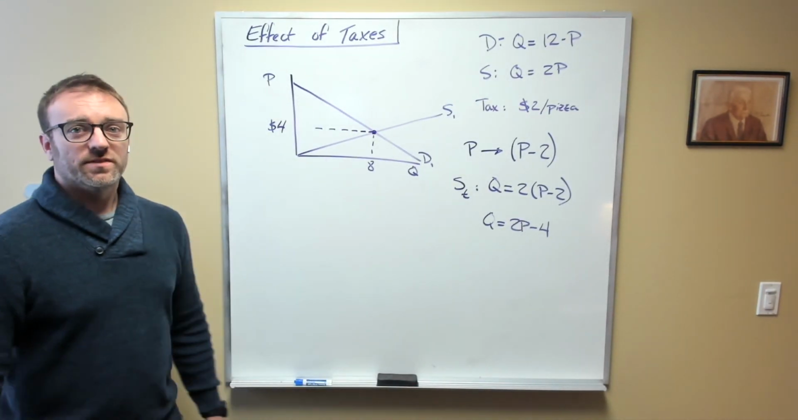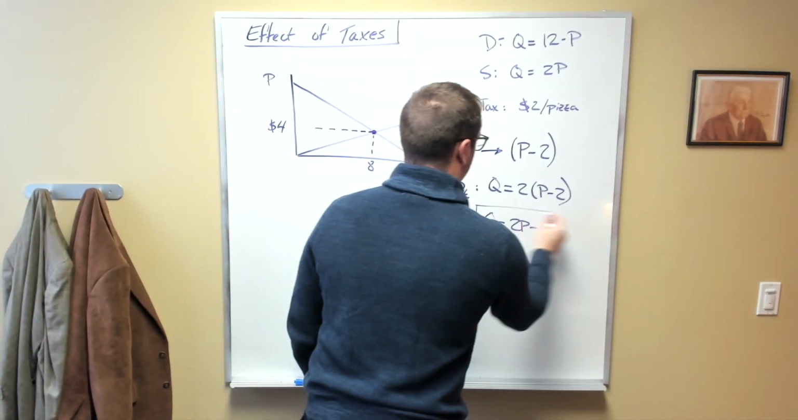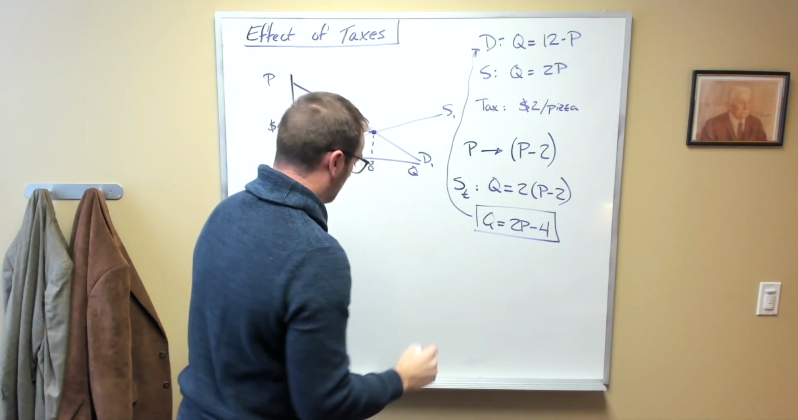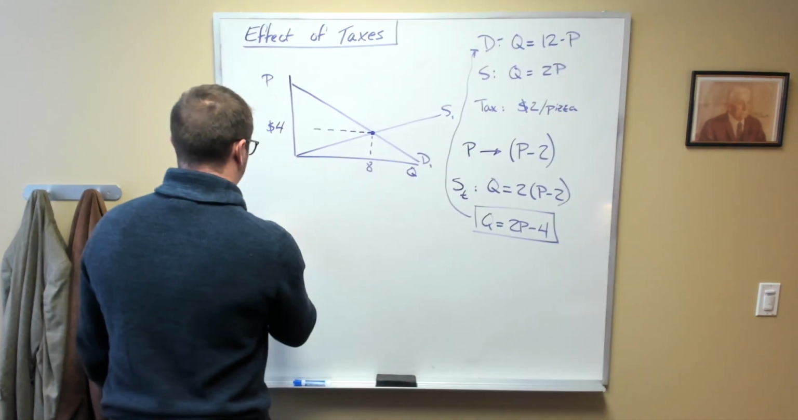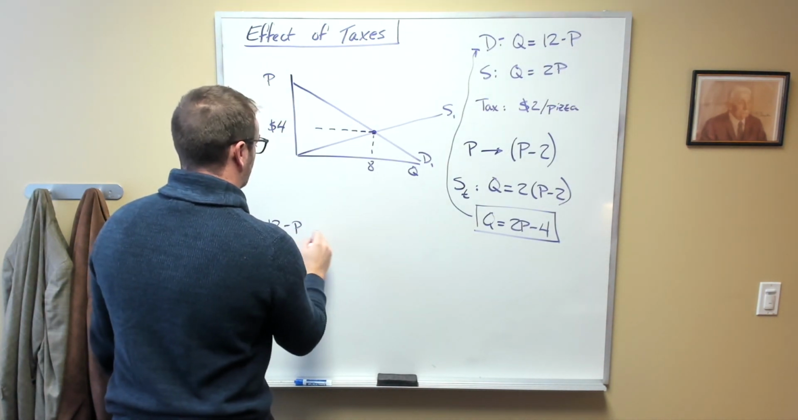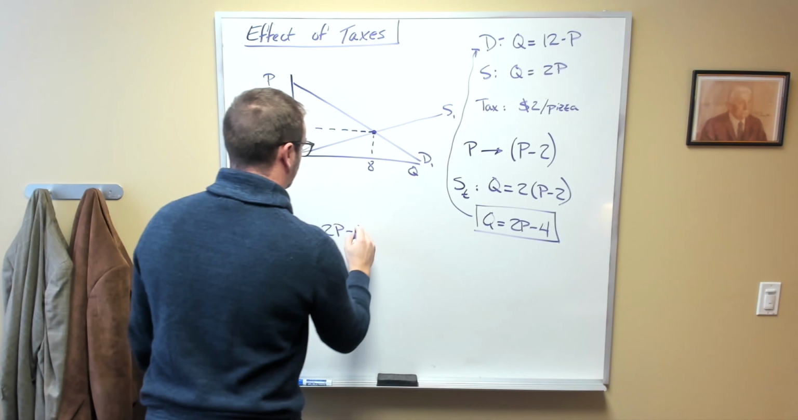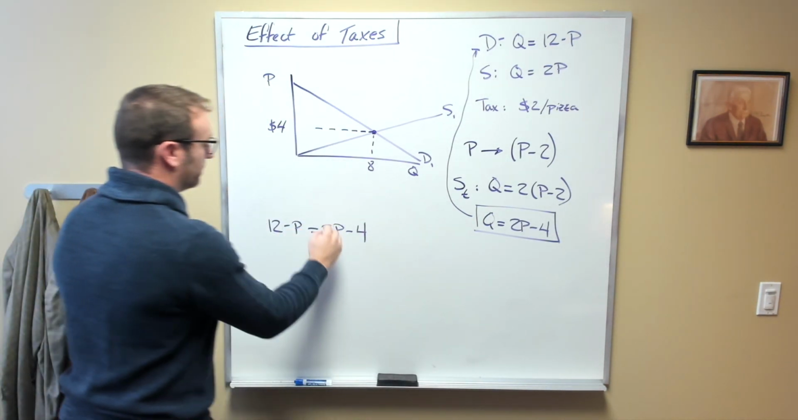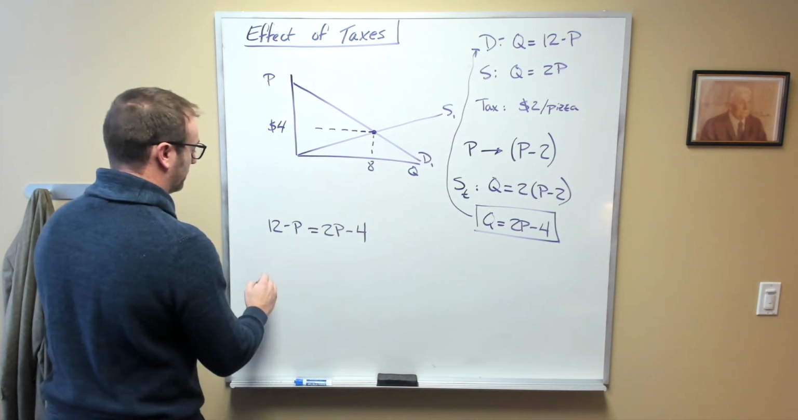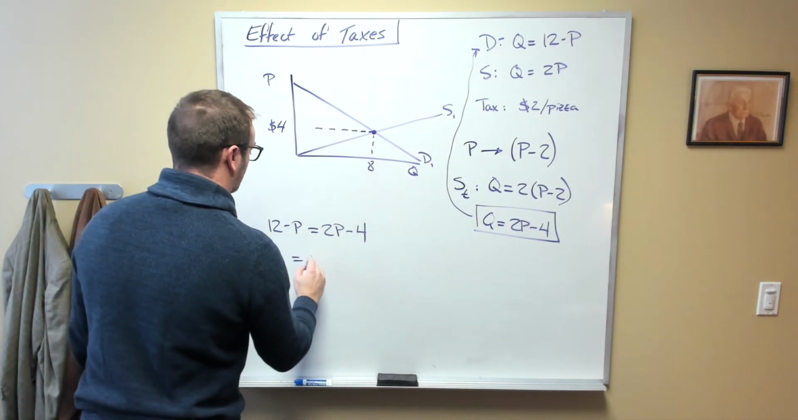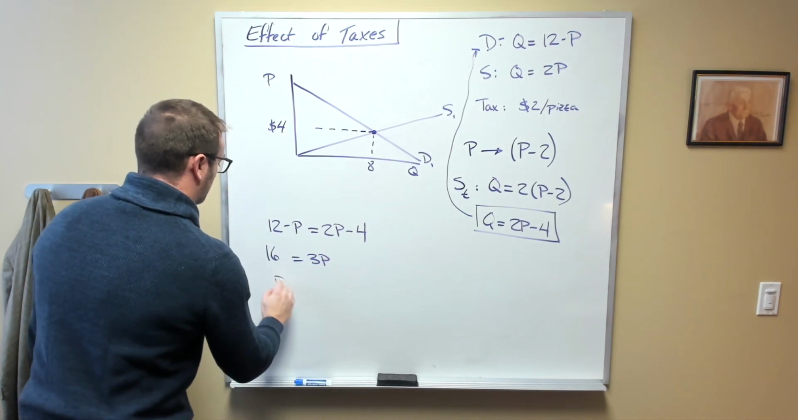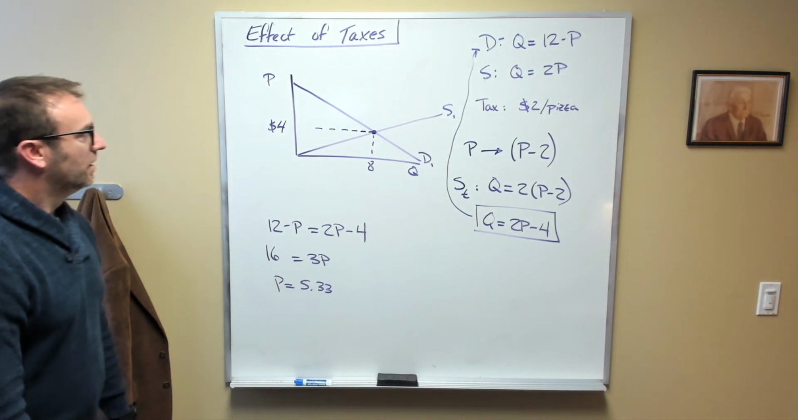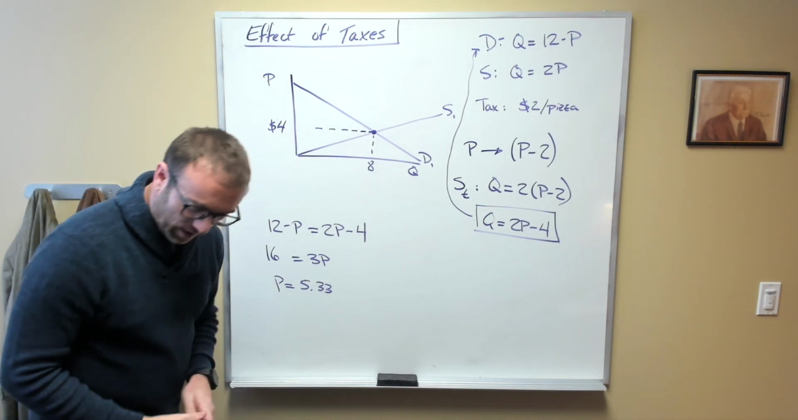Okay, and we'll set that equal to our demand equation. So we'll take this, set it equal to demand. Okay, and what we'll find is that 12 minus P is equal to 2P minus 4. Okay. We'll move the P's onto one side. We'll move this onto one side. We get 16 is equal to 3P, and P is equal to 5.33.